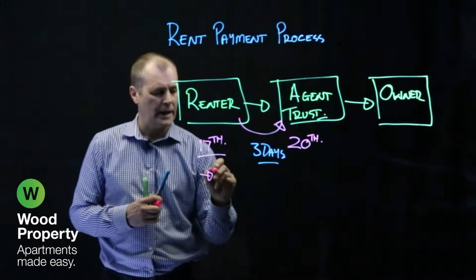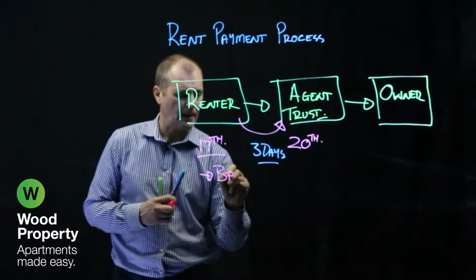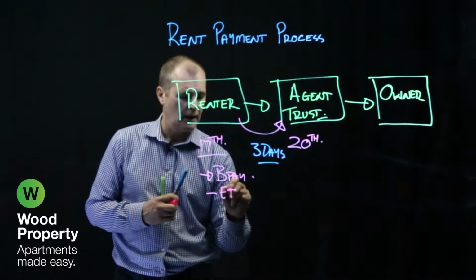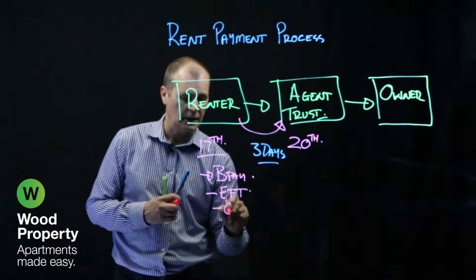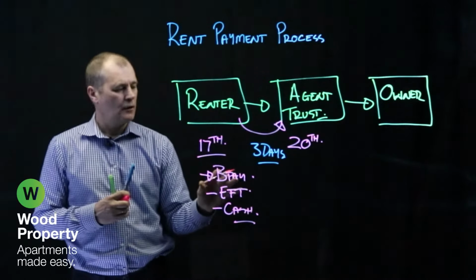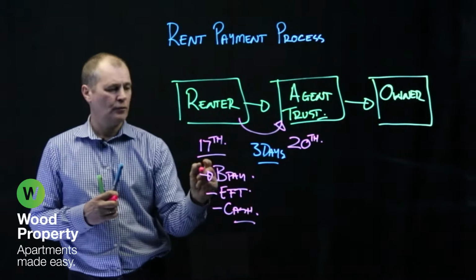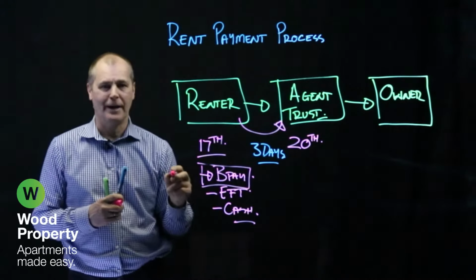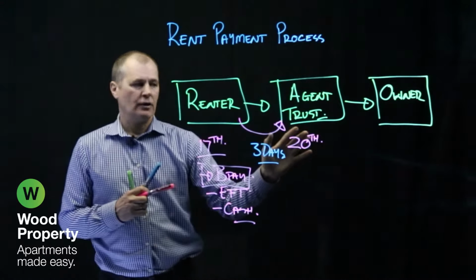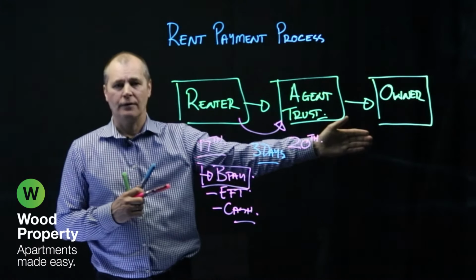There's a number of different ways that the rent can be paid. We recommend BPay, but it can also be done by EFT, or obviously it can be done by cash. Not always recommended, not a great security. We recommend BPay as the best way to pay the money across. So once the money is cleared into the agent's trust account, they are able to then obviously pay the owner.